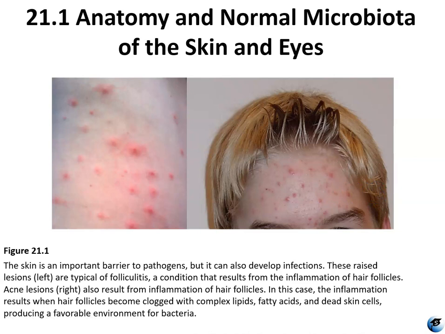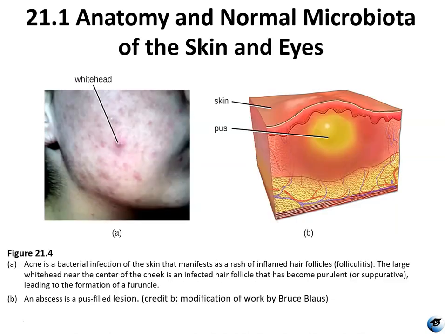This is another inflammation of hair follicles, but in this case the inflammation results from the hair follicles being clogged with lipids, fatty acids, and dead skin cells. When your hair follicles get clogged up with these greasy, nasty things, that creates a really yummy, warm environment for bacteria to grow. This again is acne. It's a bacterial infection of the skin.